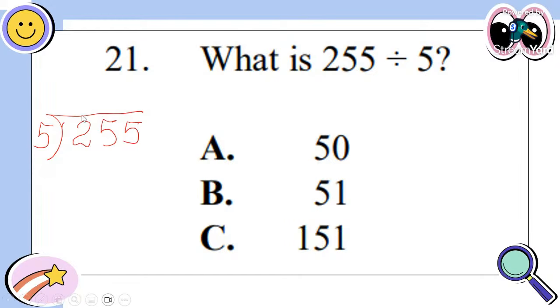So the first thing we're going to do is ask, can 5 go into 2? Can we get a group of 5 from 2? And no, 2 is smaller than 5, so we cannot get a group of 5 from 2. We can put a 0 if we like, but it's not necessary.